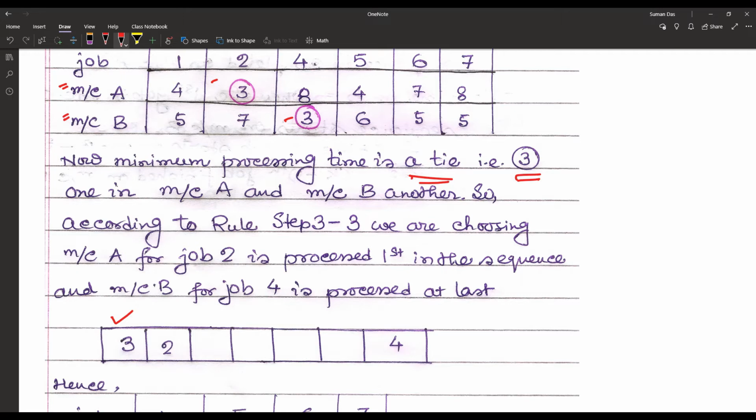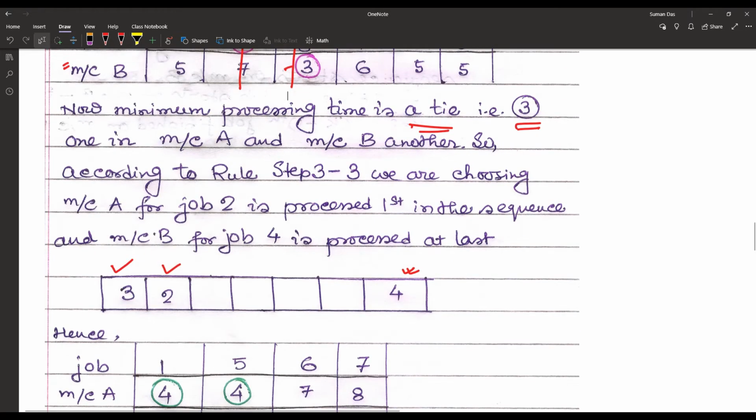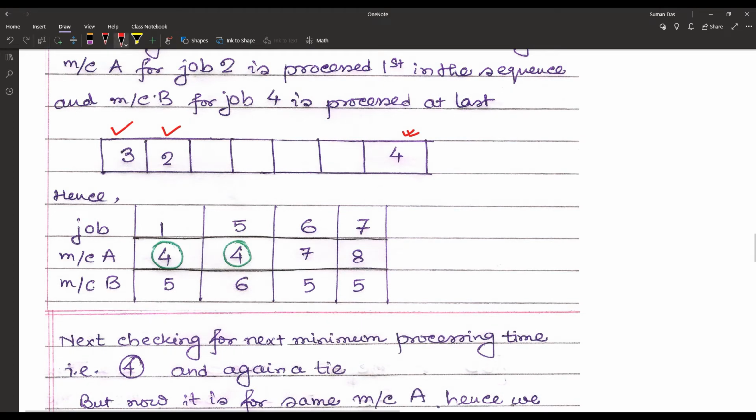Now here the minimum processing time 3 for machine A corresponds to job 2, so that has been written first in the sequence, and job 4 is for machine B with processing time 3, so that has been written last, and that is our step 3. So according to that, we are just here crossing out job 2 and job 4 also. So our table minimizes, and here these 3 jobs, 2, 3 and 4, have already been crossed out.